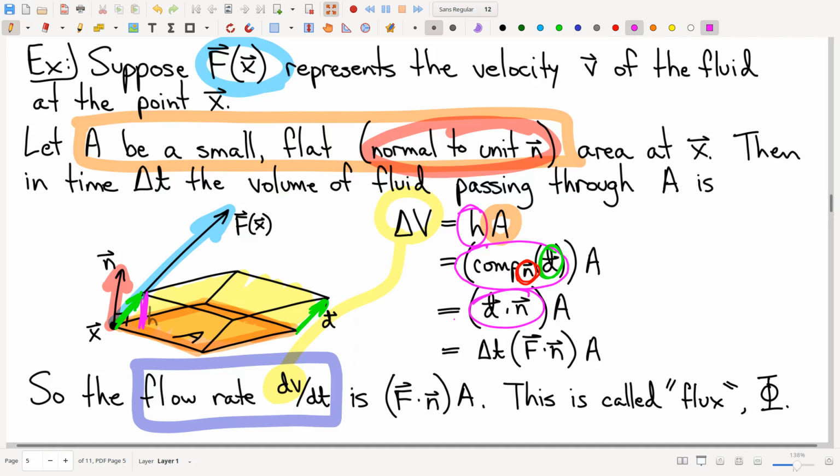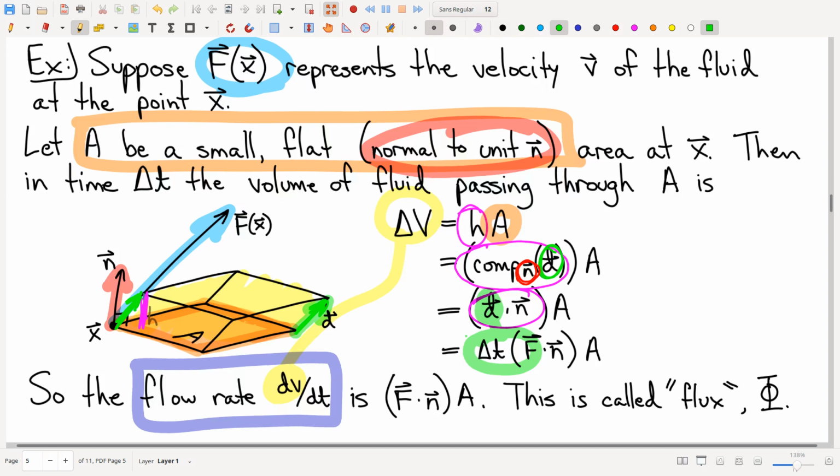Then let's talk about what this displacement vector is. This displacement vector here, now I want to be in the highlighter mode. How much does the fluid move in a particular amount of time? Well, we know the velocity. The velocity is the vector field. And displacement is velocity times time. So this displacement vector in green is velocity times time, right there, delta t times F. Okay, is everybody on board so far?